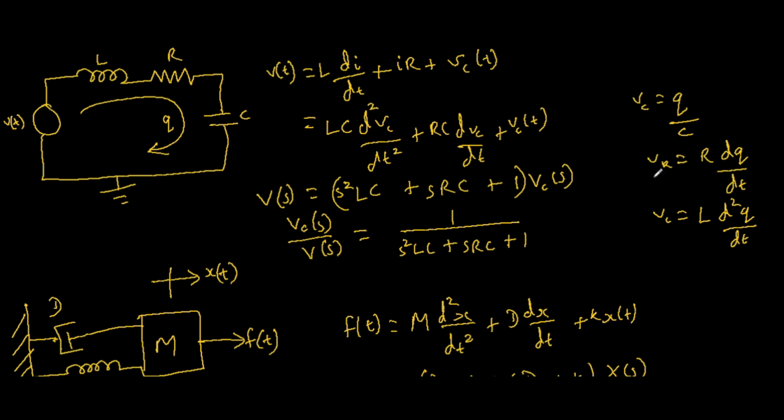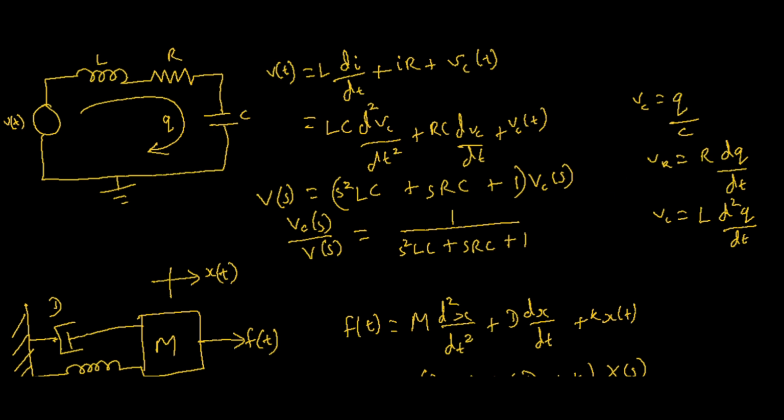Now, looking at this expression, you can see that this is a constant multiplied by Q, where Q is what is flowing through the circuit.